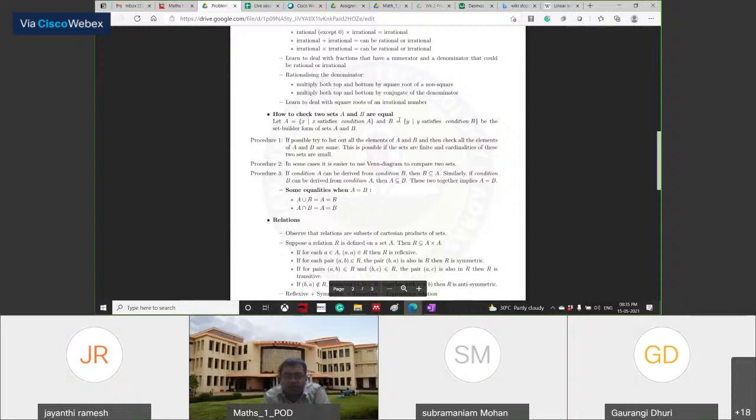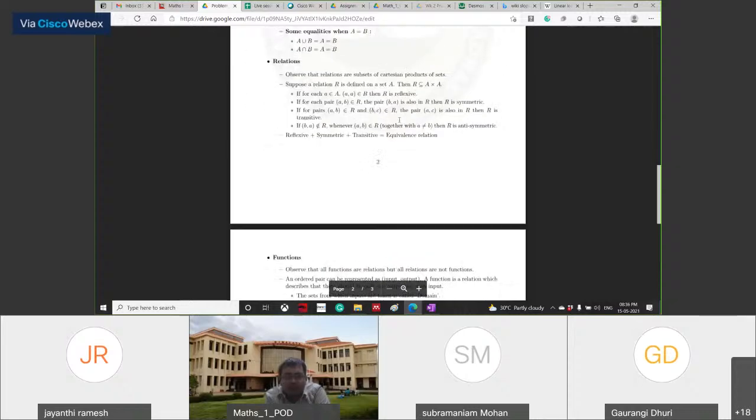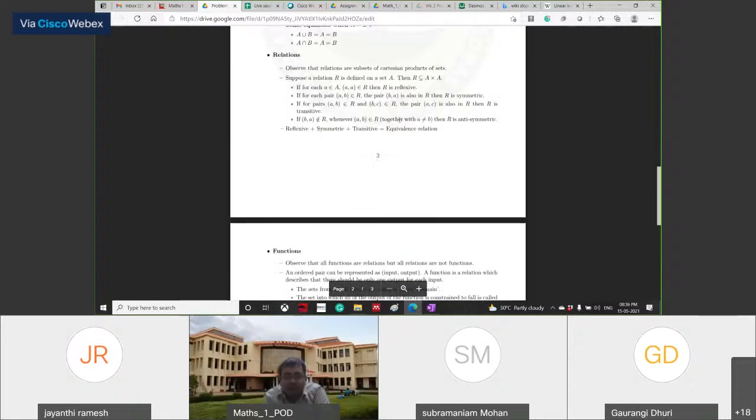As someone was asking, when A equals B, then A union B should be equal to A intersection B as well. Then there was relation. Here also it is given: for each element in a set, if all the elements are related by the relation R, then the relation is reflexive.